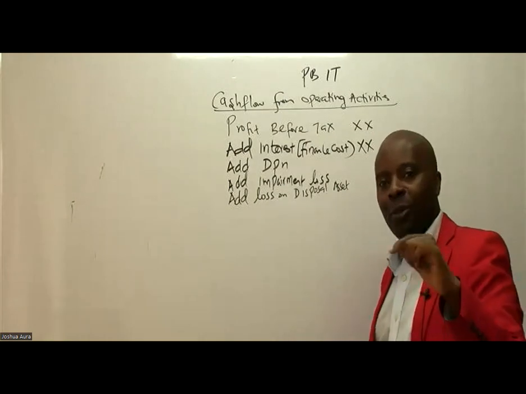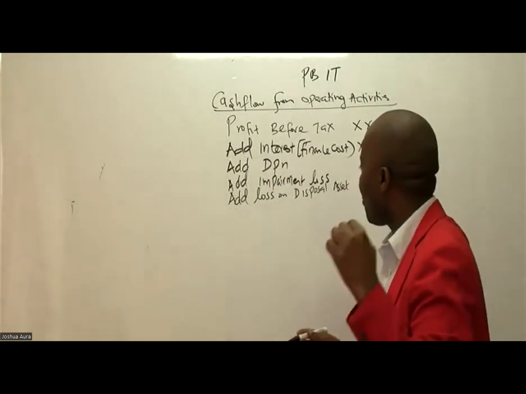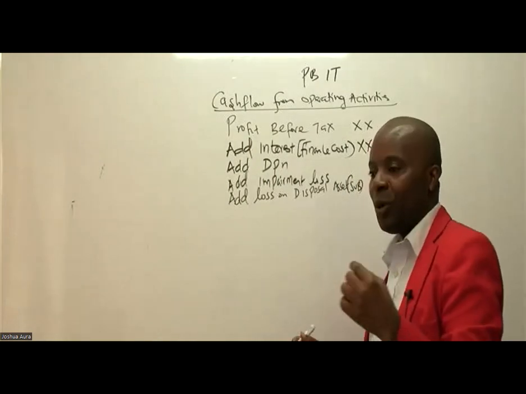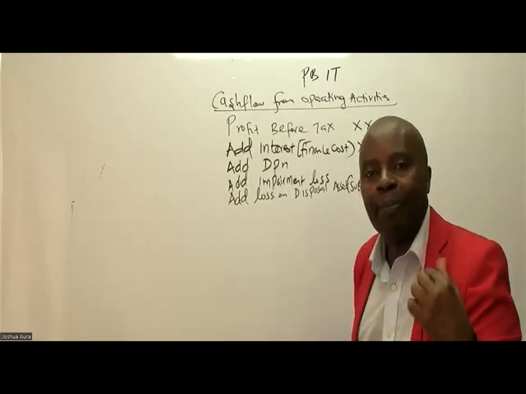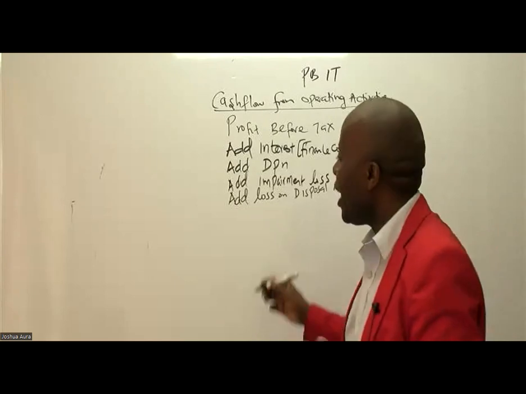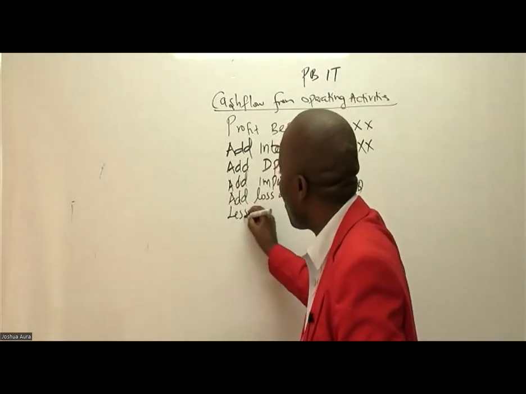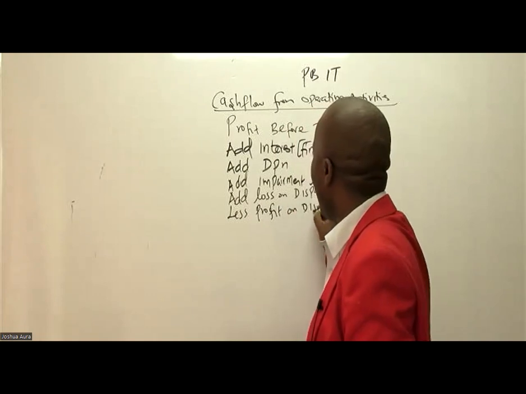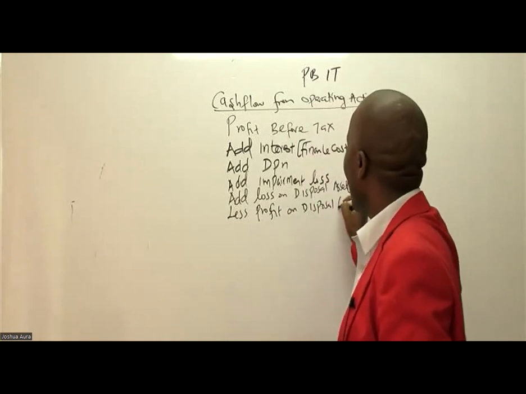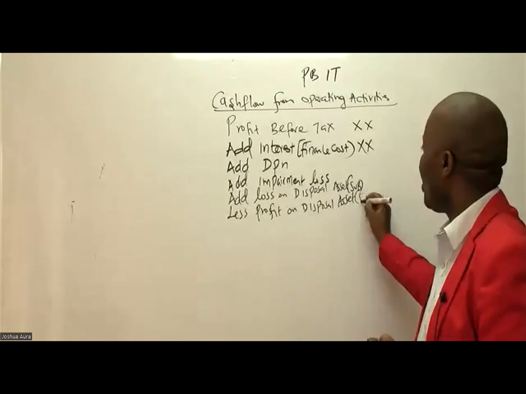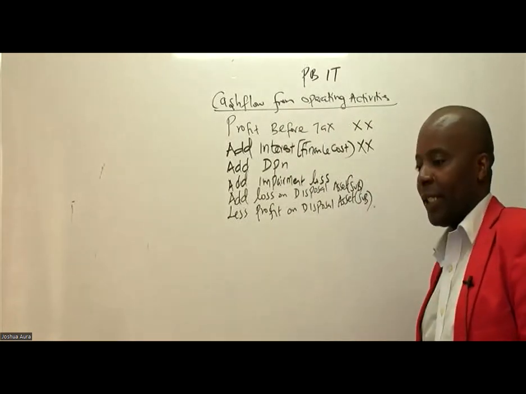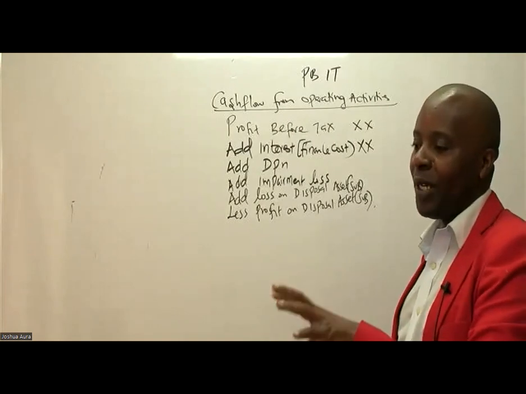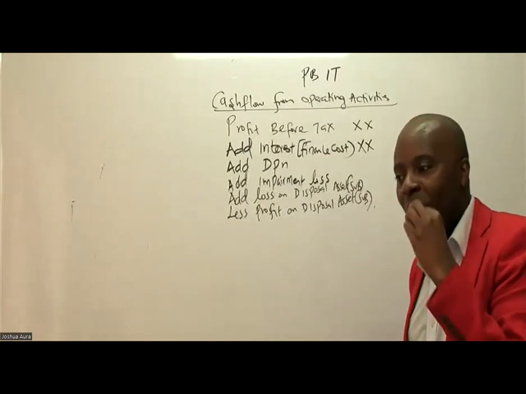And when you are disposing of these assets, including subsidiaries, if you make a profit, what should you do? Any profit on disposal, you deduct the profit on disposal of assets, including subsidiaries, like that.